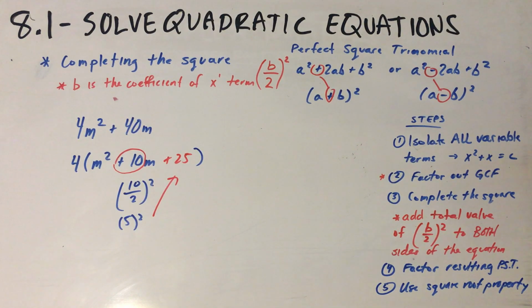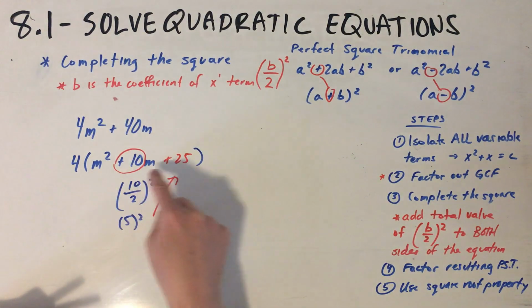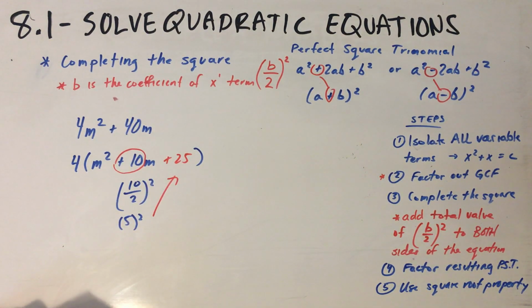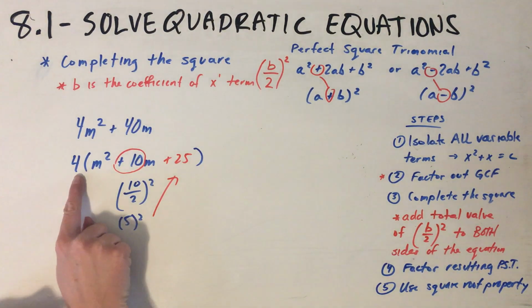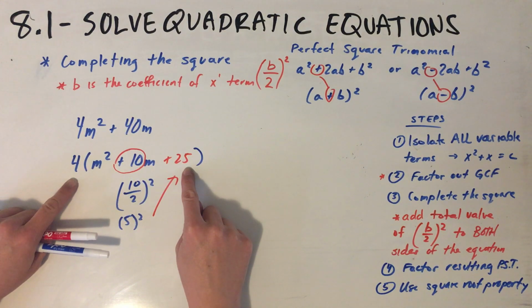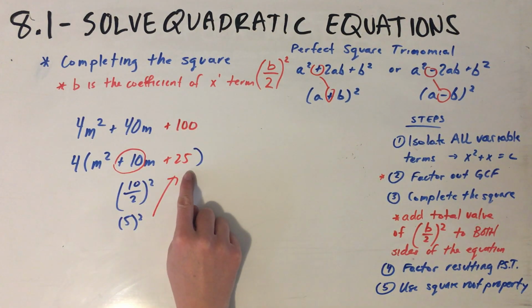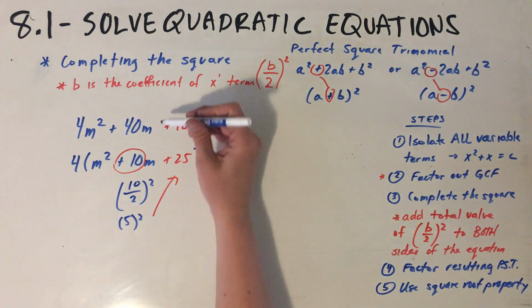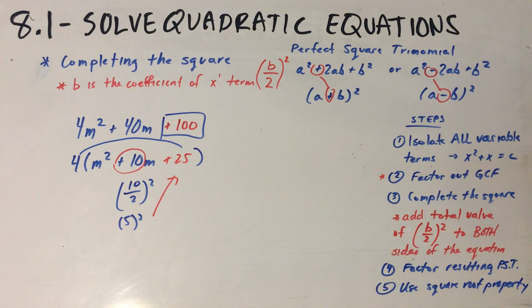But I want to note that the value that I added is not just 25, because this 4 will belong to everything inside of here. Okay, so if I wanted to say, well, what would this original trinomial have been? I can see where I get this 4m squared and this 40m, but here I have to multiply the 4 times 25, which would actually be 100. So when I inserted this 25 right here, the sum total value of what I inserted was actually 100, because 4 times 25 is 100.